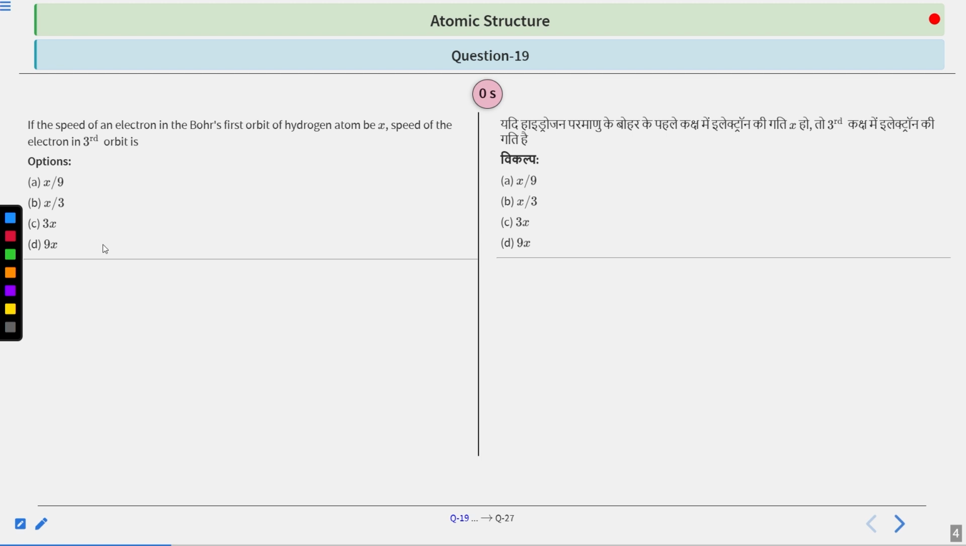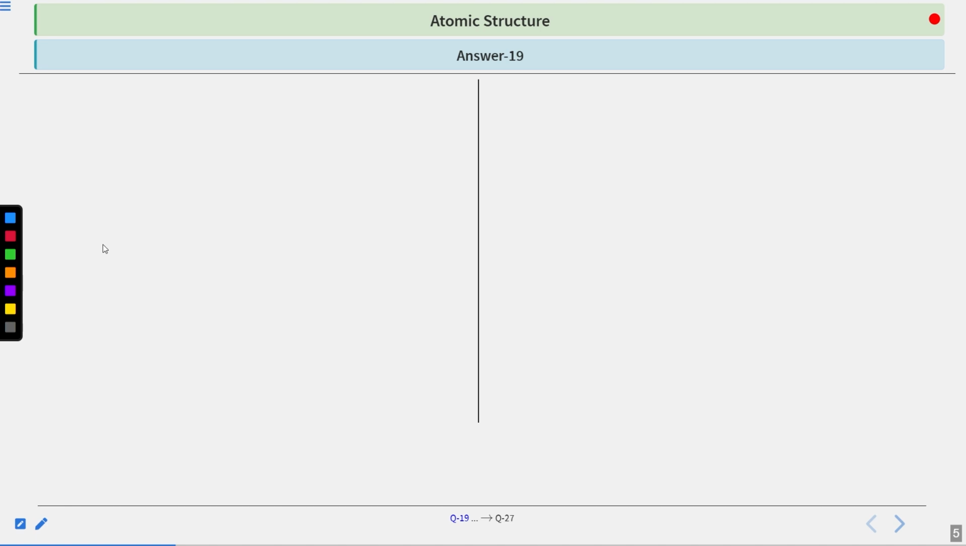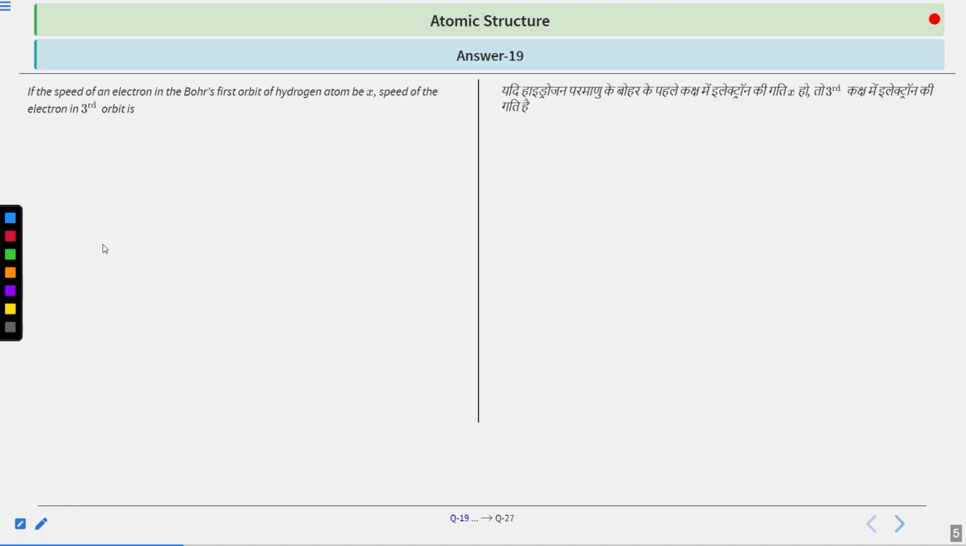Now let us see the solution. The question says that if the speed of an electron in the Bohr's orbit of hydrogen atom be x, you are being given the speed of the electron in the first orbit of hydrogen, and it is given as x. And now the speed of the electron in the third orbit is to be found in terms of x. So the correct answer is B, x by 3.